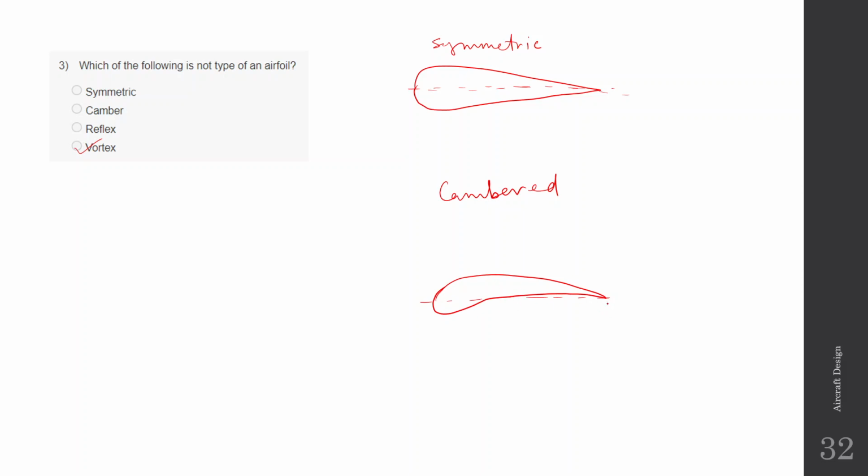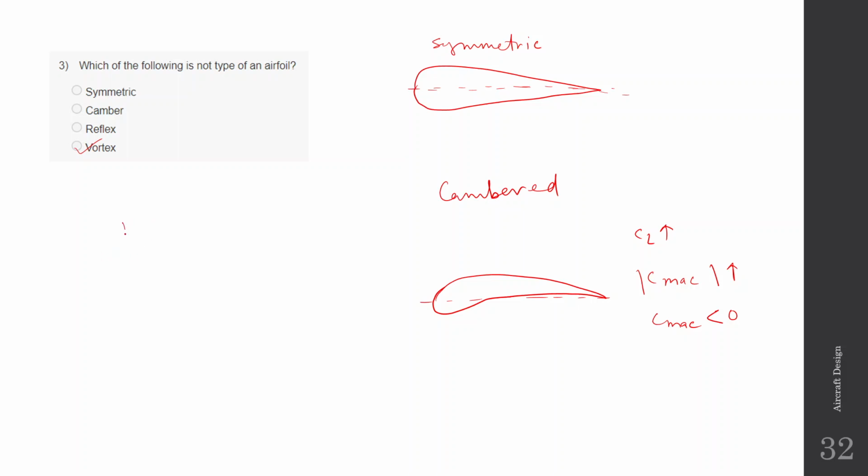Now, what is the utility of this? The utility is that cambered aerofoils give more lift compared to symmetric aerofoils. So usually cambered aerofoils are used. But the disadvantage is that in case of cambered aerofoils, your CL is more, but your CMAC is also more. The absolute value of CMAC is more, and CMAC is less than 0.